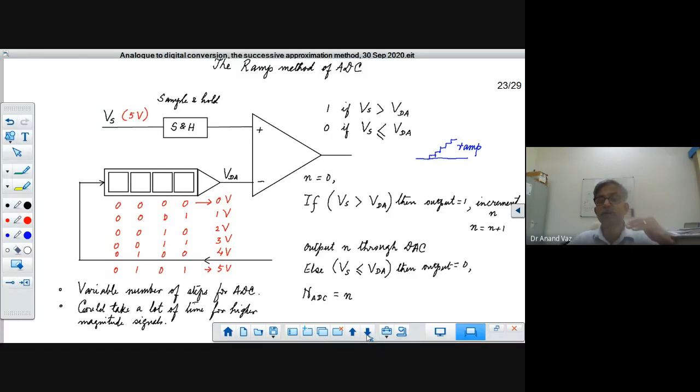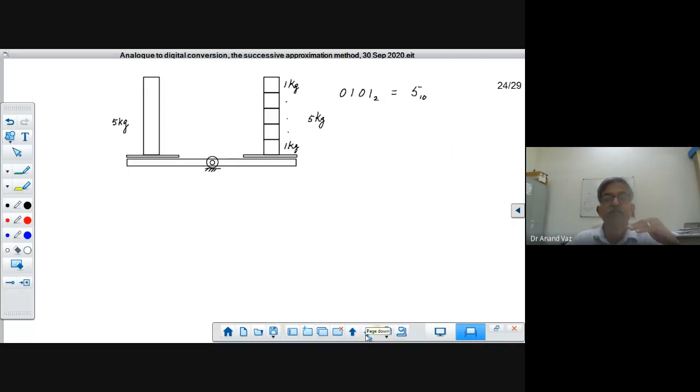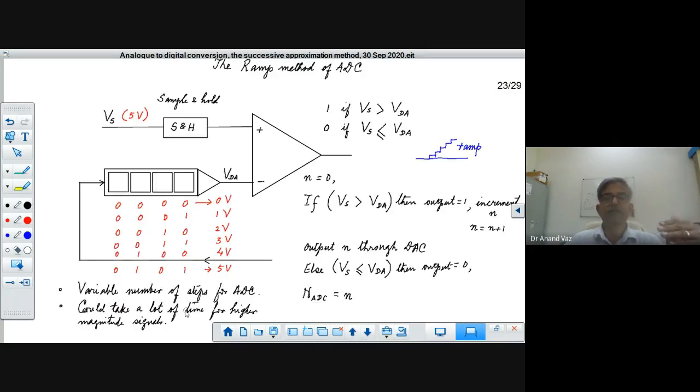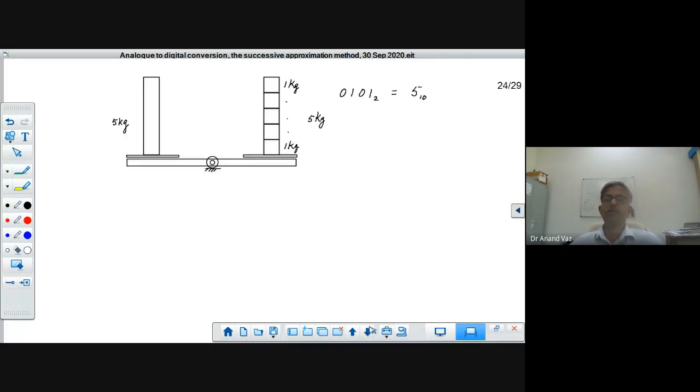So suppose if you had, instead of 15, say you have 13. So it will take 13 steps to reach 13. Whereas if it was just 3, it will just take 3 steps. So you are having a variable number of steps when you do the ramp method of analog to digital conversion. And naturally, it's going to take a lot of time if the magnitudes are higher. So this particular method is not commonly used.